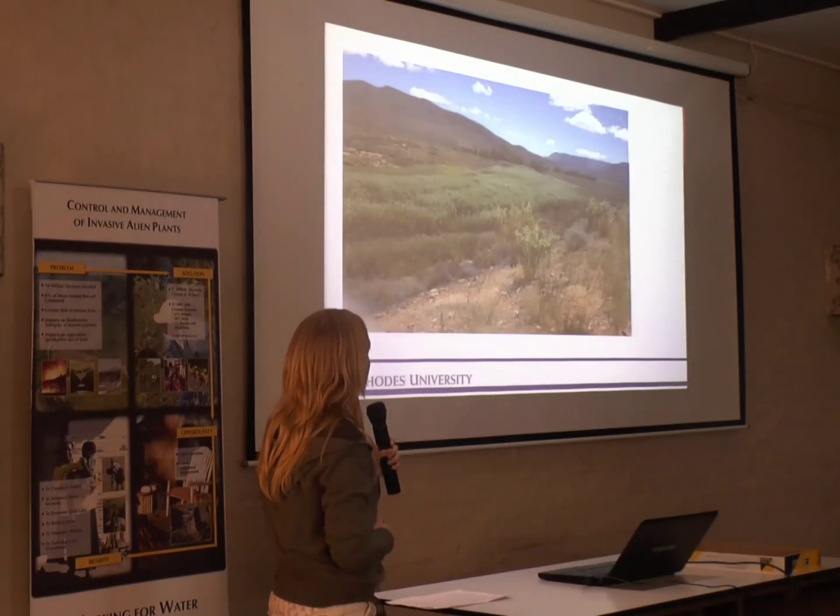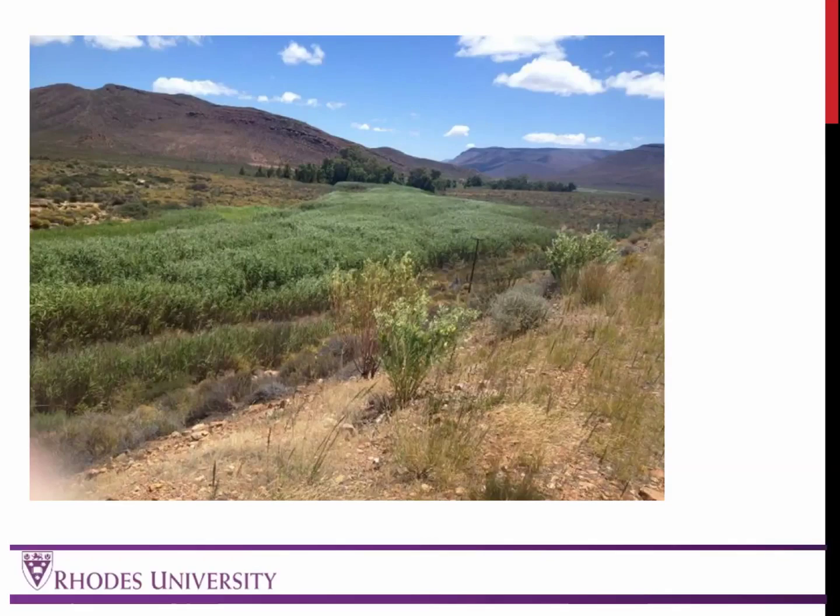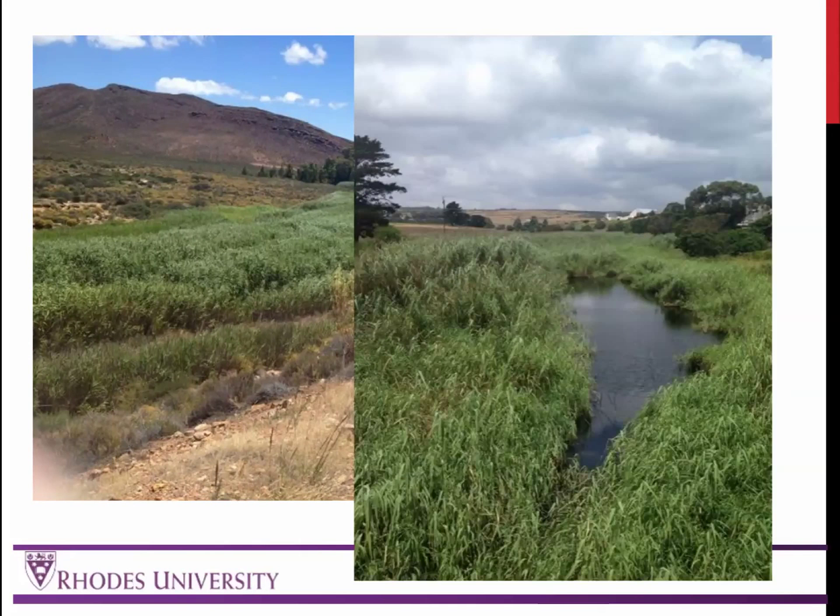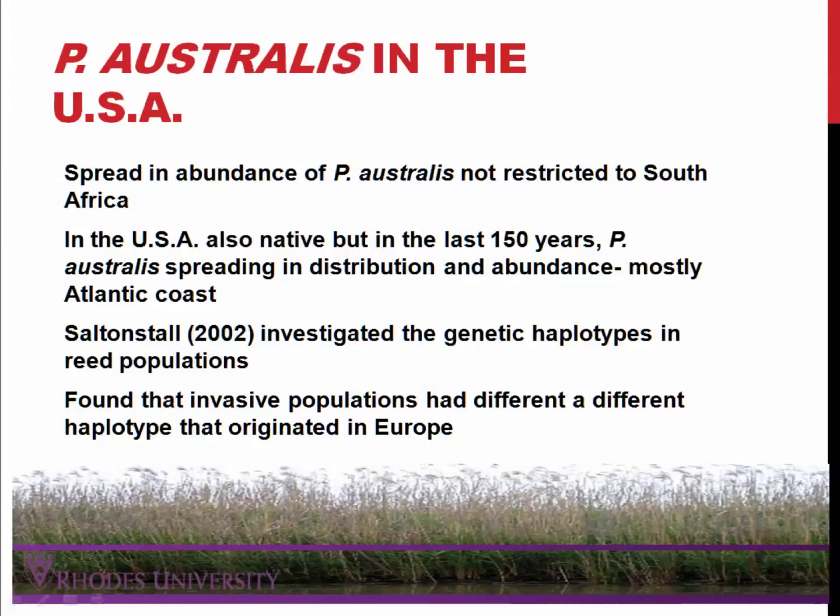Just to show you an image, this is a Phragmites stand in the Western Cape along the wine region. You can see here, this is quite a dense stand of Phragmites. And then here by Gullis Bay, another example of a Phragmites stand. So further research is necessary to look further into this.